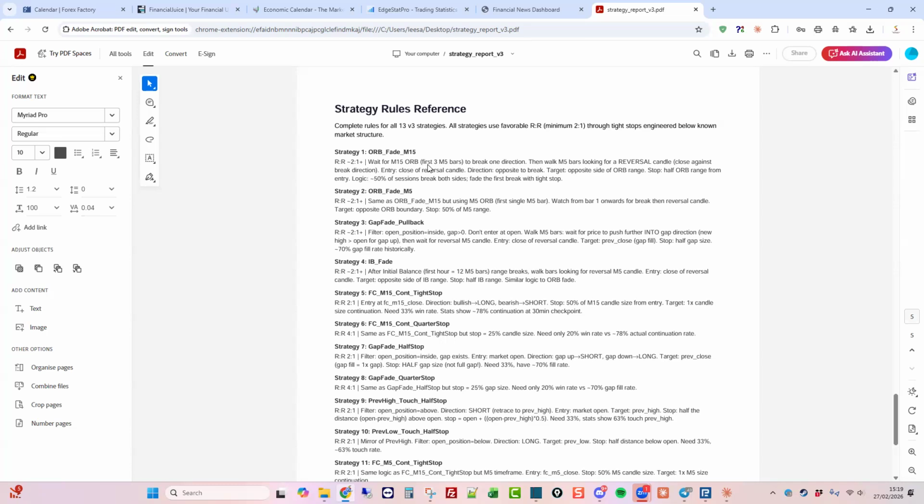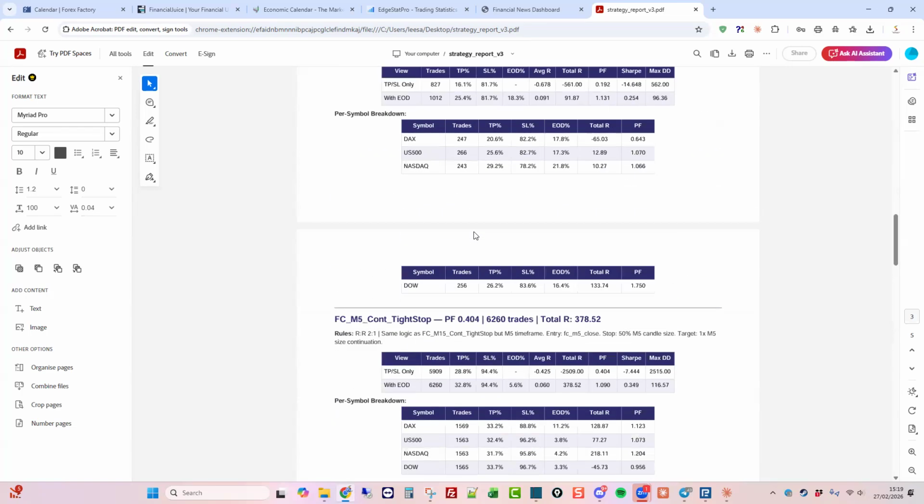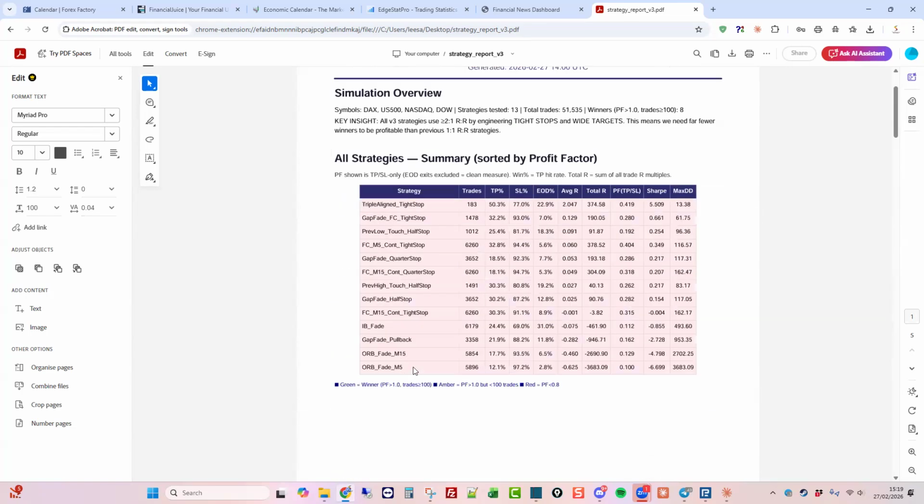Wait for the 15-minute ORB, the first 3 bars, to break one direction, then walk M5 bars looking for a reversal candle. So we wait for a reversal after the ORB, and then we close against the break direction and target the opposite break. So that's the strategy that I said about, the ORB fade 15 minutes. That's the one that's not worked, isn't it? Yeah, there we go. Right.